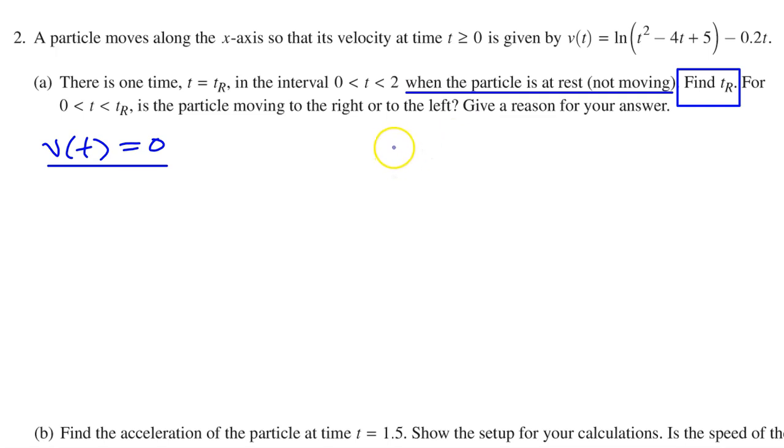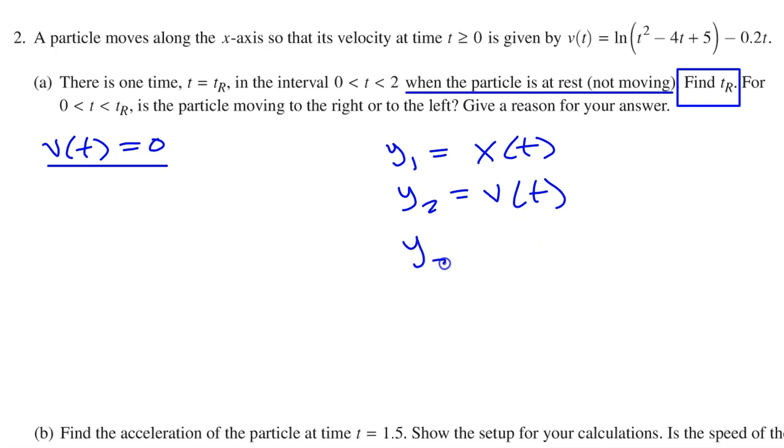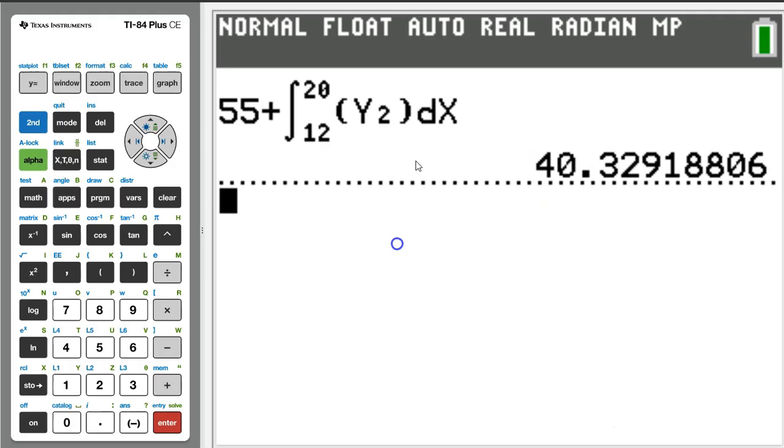By the way, just to keep myself organized, I always let y1 be the position function, so like x of t in this case. I let y2 be the velocity function, and if there's an acceleration coming, I let that be y3. Obviously that is not mandatory, it's just something I do to help myself remember which equation is which. I recommend resetting your calculator at the beginning of each problem by hitting second plus 7, 1, 2.